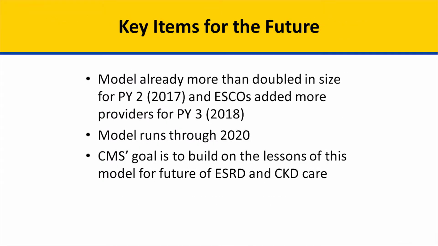So items for the future here, it already doubled in size. It went from 13 to 37 ESCOs from year 1 to 2, and ESCOs added more providers for year 3 that we're in right now, 2018. So the model goes until the end of 2020. So we have 2+ years left, and our goal is to ultimately build on the lessons of the model for the future of ESRD and CKD care.